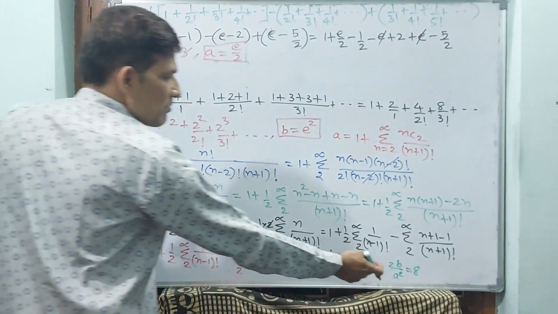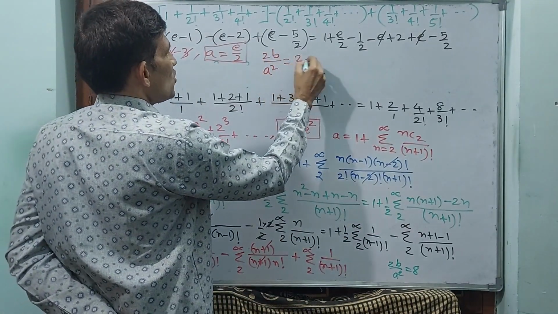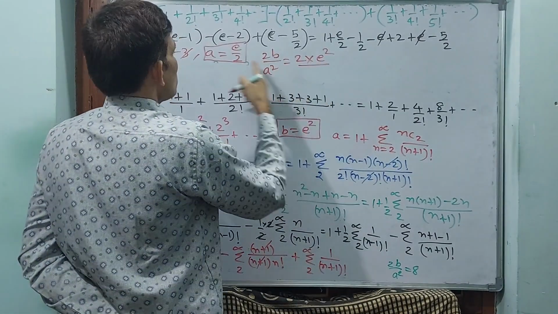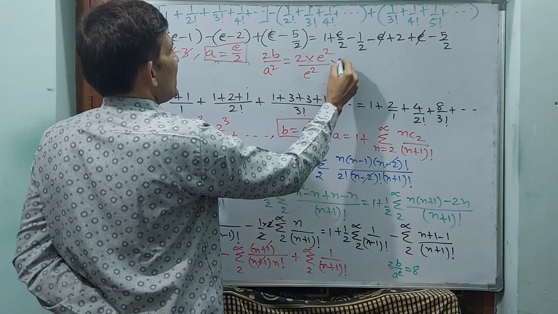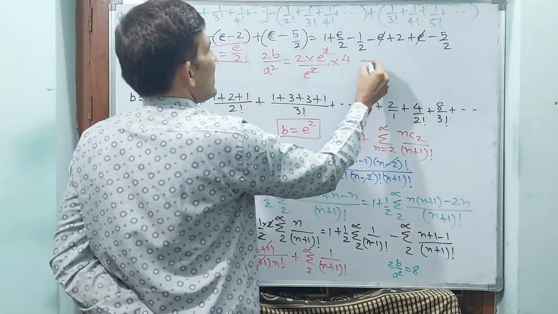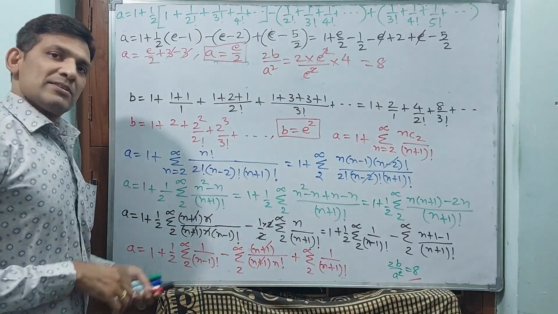You require 2b by a square. 2b by a square is equal to 2 into b. B value is e square, by a square. A square means e square into 4 divided by 4. Actually, e square is going to cancel out. 2 into 4 is 8. 8 will be your answer. Okay, let us go for the next question.